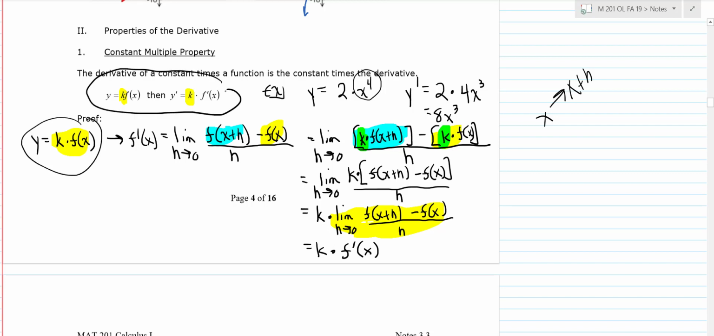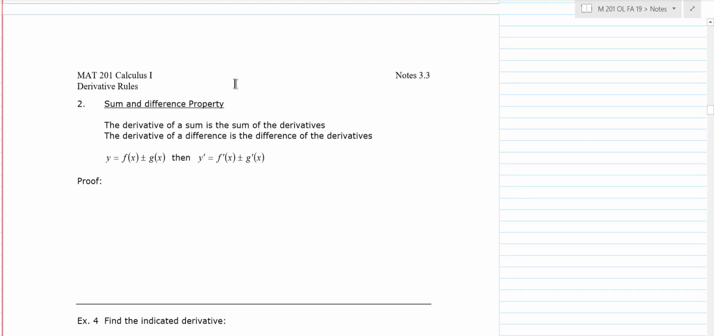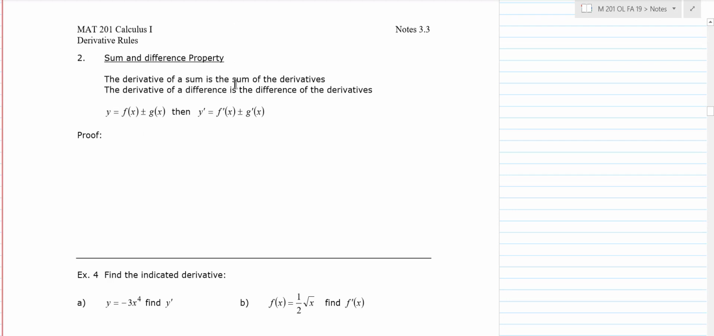All right, let's move to the next page, and now we're going to look at the sum difference property, and we'll also do a proof on that. The sum difference property says if you have two functions that are added or subtracted, if you want to do the derivative, you just do the derivative of each part and then add or subtract. So an example of this, something real simple, let's say x to the 5th plus 12.